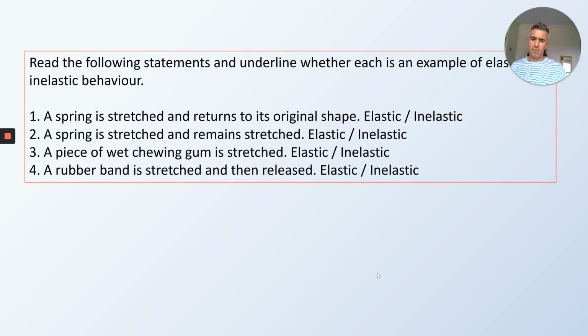Let's do some questions, forgetting about my mistakes. Read the following statements and underline whether each is an example of elastic or inelastic behavior. A spring is stretched and returns to its original shape. Is that elastic or not elastic? A spring is stretched and remains stretched. Elastic or inelastic? A piece of wet chewing gum is stretched. Ugh. Is that elastic or inelastic? A rubber band is stretched and then released. Elastic or inelastic? Just write numbers 1 to 4. Elastic or inelastic? Oh, plastic. It's okay.